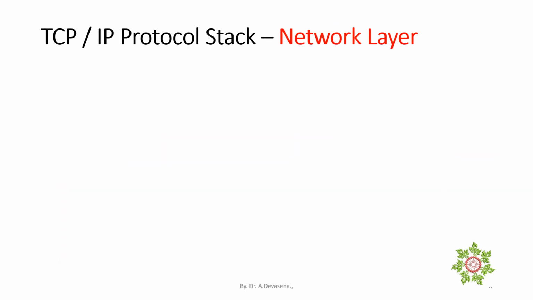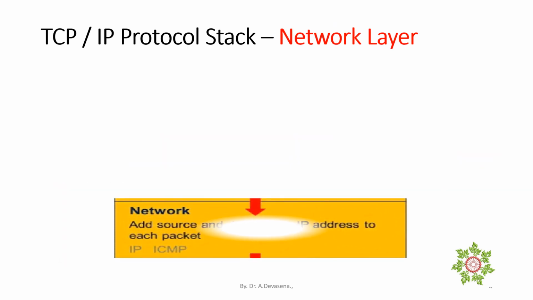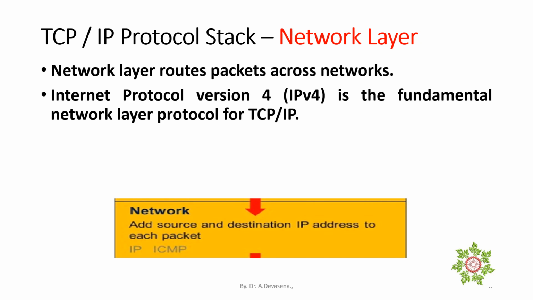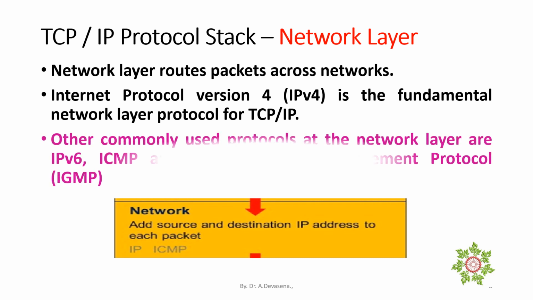Now we see the network layer. This is the network layer. The network layer routes packets across networks. Internet Protocol version 4, that is IPv4, is the fundamental network layer protocol for TCP/IP. Other commonly used protocols at the network layer are IPv6, ICMP, and Internet Group Management Protocol, that is IGMP.